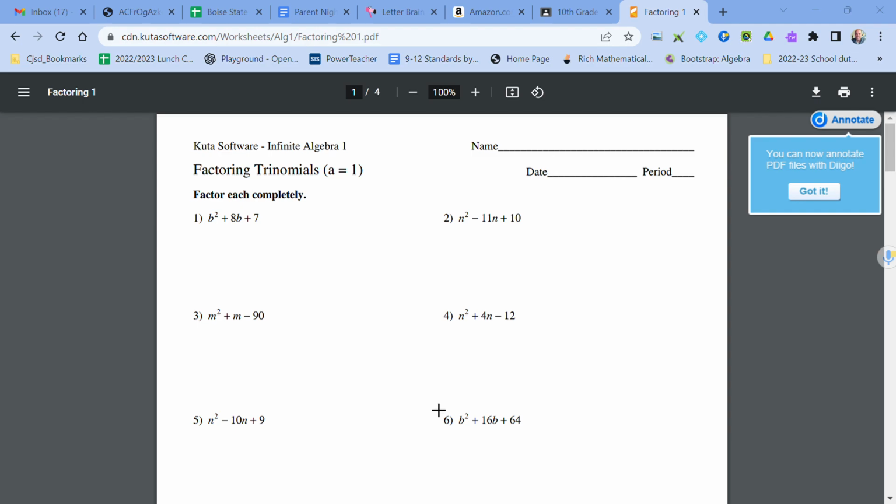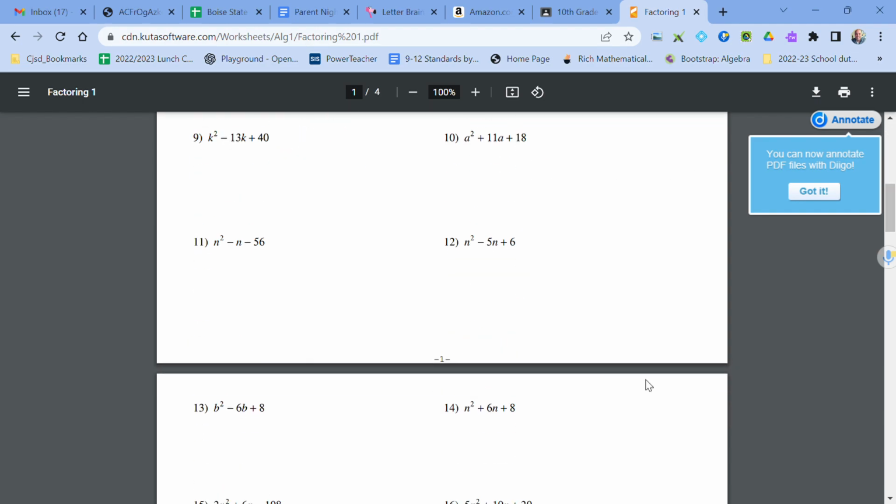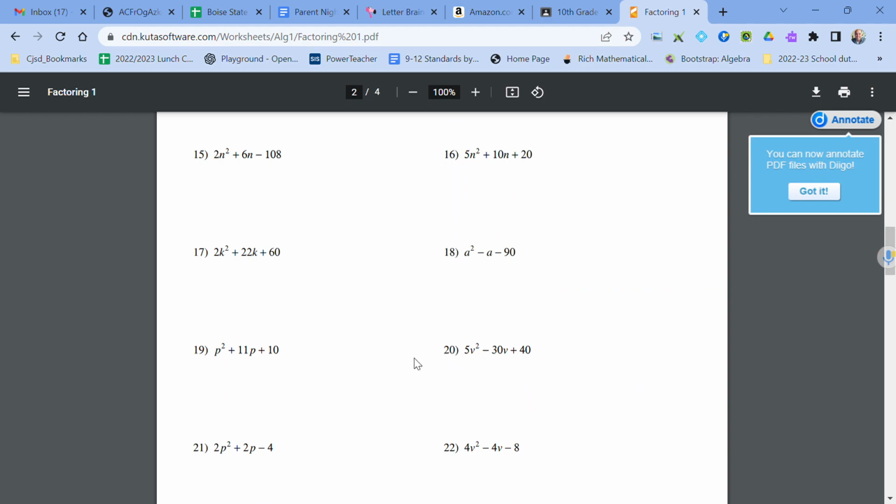Actually, you know what? Let me do a different one. Let me scroll down here onto the back page. Let's take a number like this. So this is an ugly number. Oof. Let's try it. I'll do this one. Here we go. All right. So again, now this has a 5 in it.